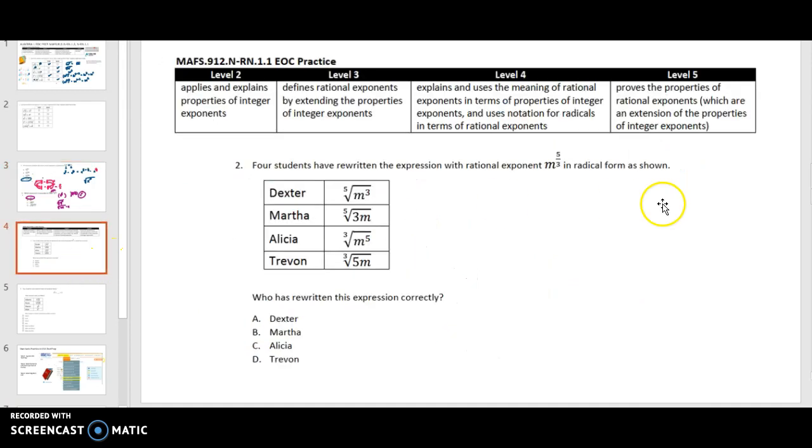Okay, so let's go and do number 2. Four students rewrote the expression in radical form, just like this. Who has written it correctly? So remember, we have m to the 5/3. The top of the fraction stays with the top of the number, and the other number comes on the outside. So the person who wrote it right is Alicia. It's a good name.